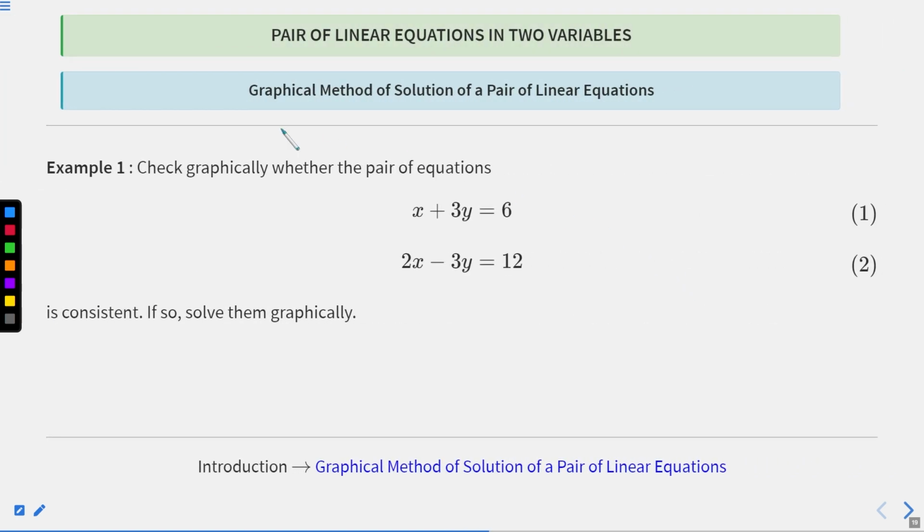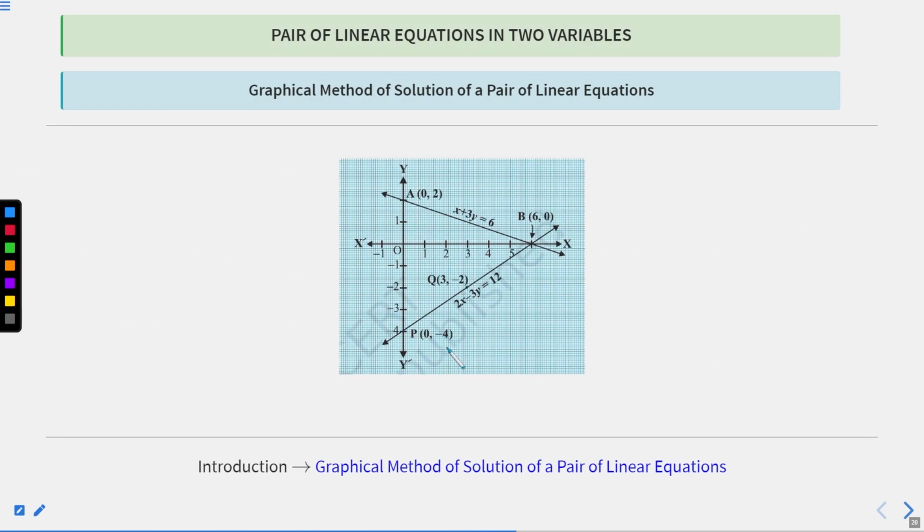So let us see this example. In this example we have to check graphically whether the pair of equations is consistent. If so, then we have to solve them graphically. We are given this pair of linear equations: x plus 3y is equal to 6 and 2x minus 3y is equal to 12.